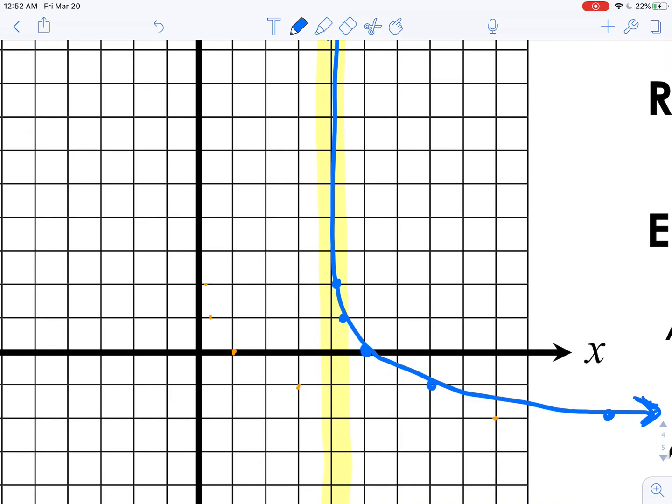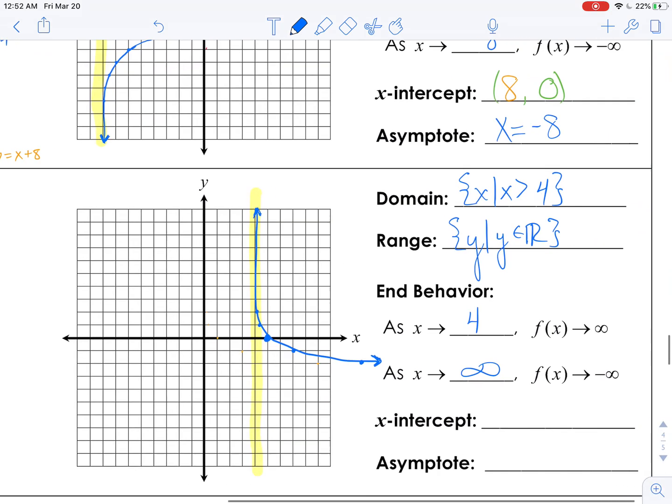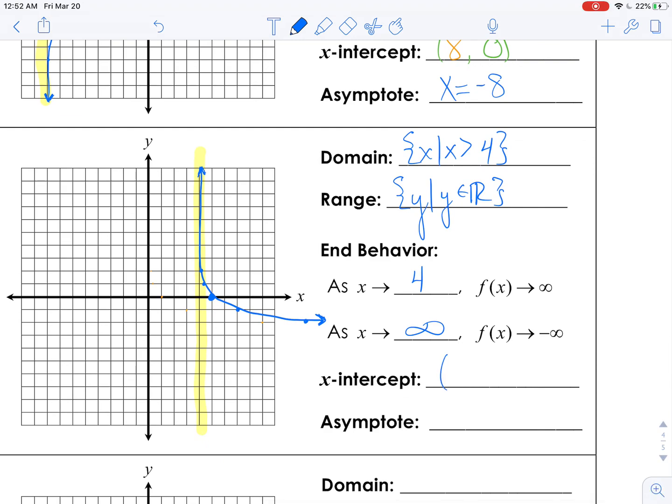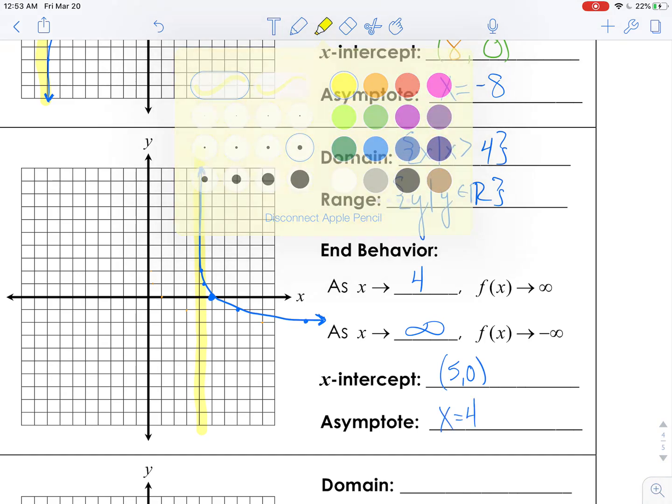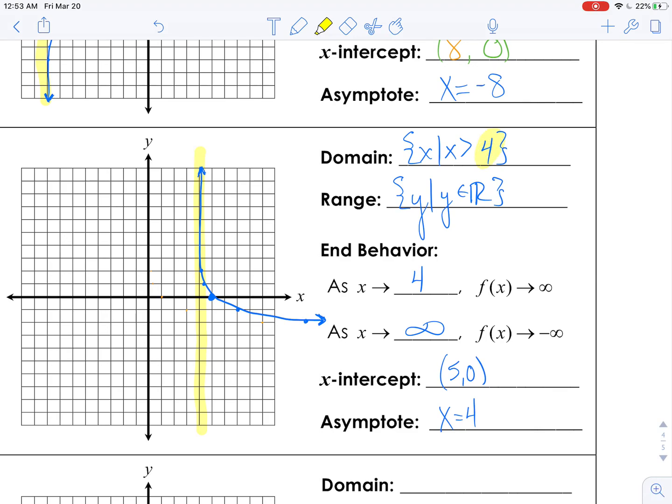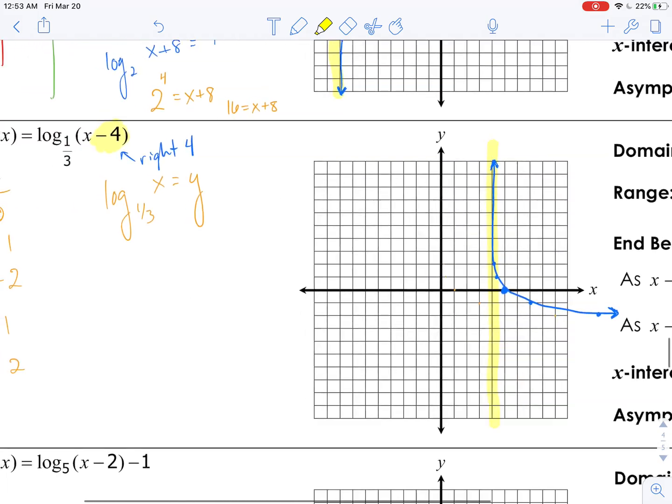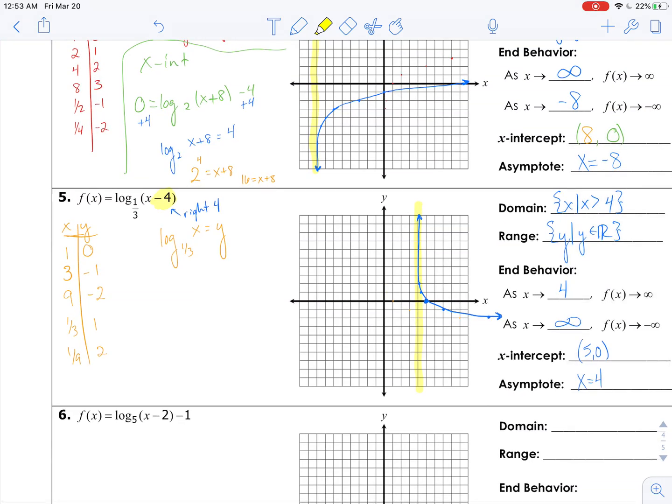Where's my x-intercept? This one's kind of nice. It looks like our x-intercept is right at, if we count that, 5, 0. But we can always check that. And in fact, we will here in a second. And our asymptote, x = 4. Again, you can always check, if you're not sure, these numbers have got to match up. If they don't match up, you've got some kind of problem. Check your work again. But let's check this number.